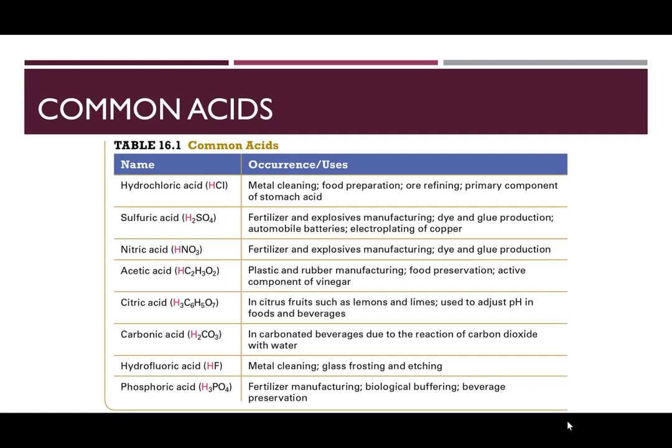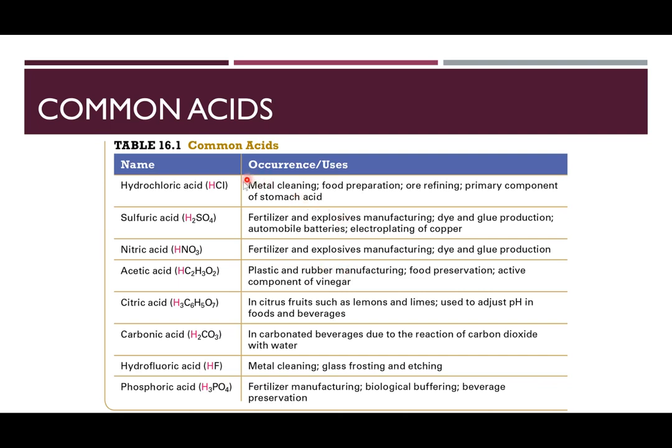So here are some common acids, things that we'll see either just in nature, like citric acid, or things that we'll talk about very often in this chapter. So then some things to look at here. Let me get my pointer. Hydrochloric acid, kind of the poster child for acid: metal cleaning, food preparation, stomach acid. Sulfuric acid, that's another one that we like to use. It's used in many fertilizers and explosives. Nitric acid is fertilizer. Acetic acid is vinegar. So if you smell vinegar in the lab, we're probably dealing with acetic acid.